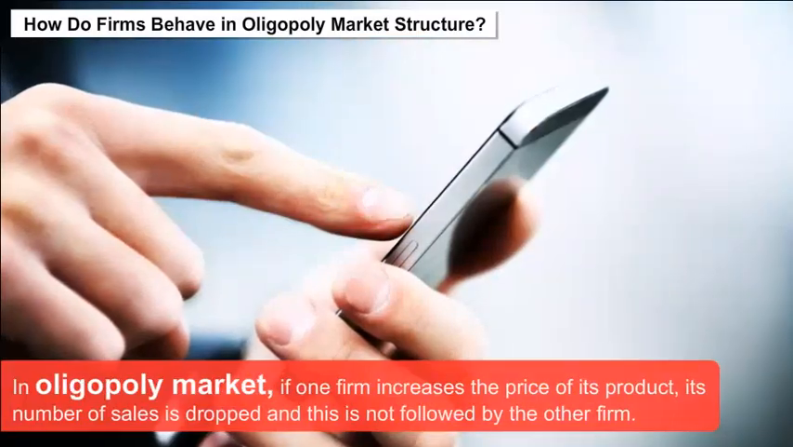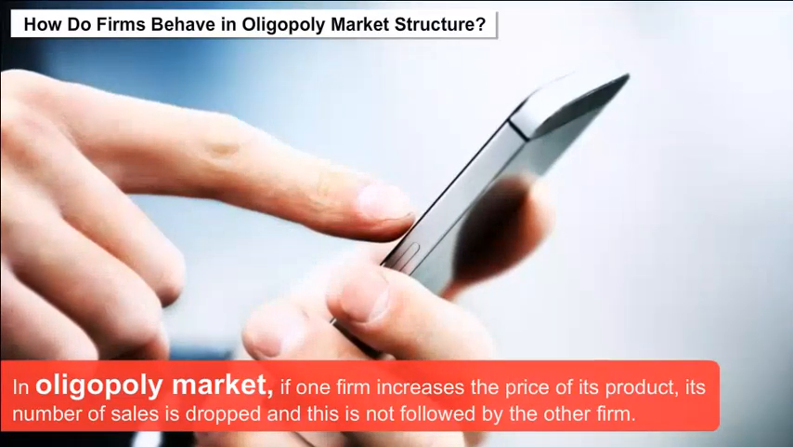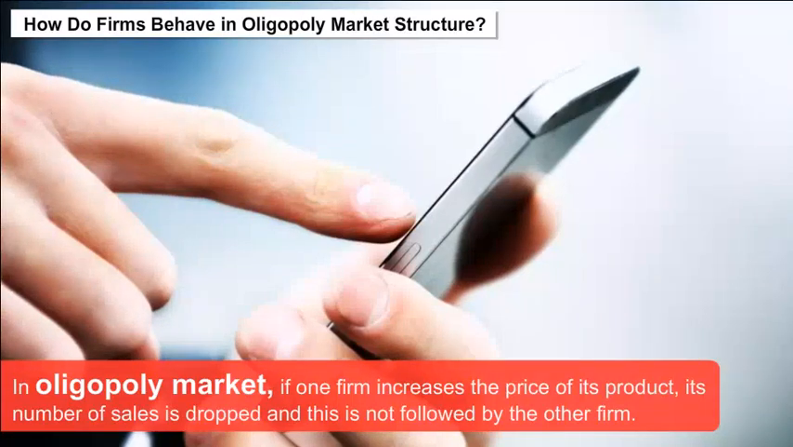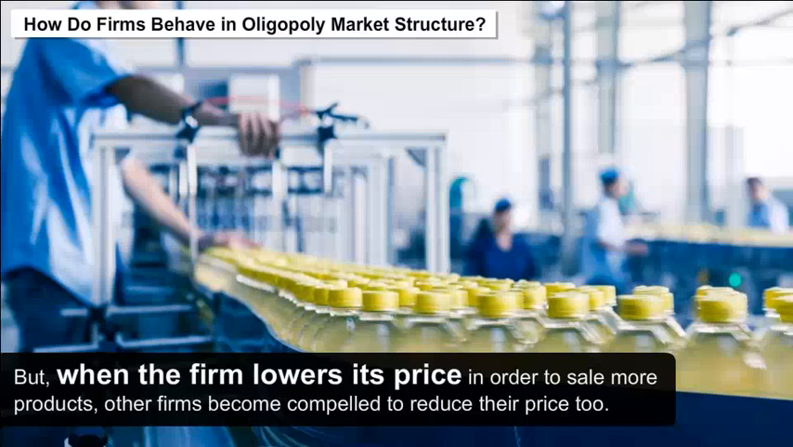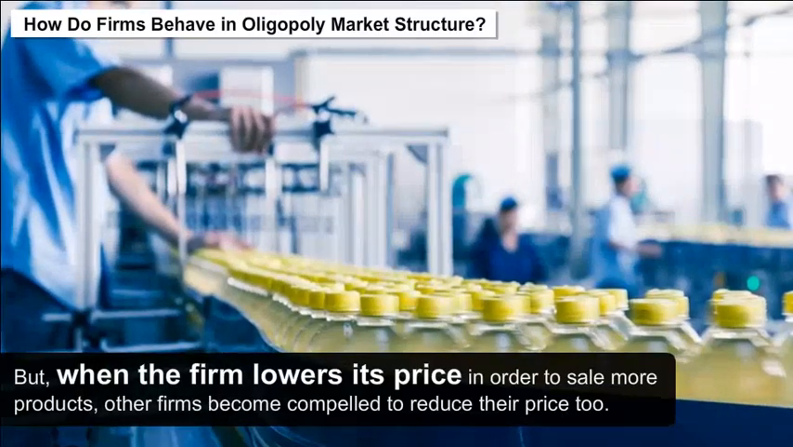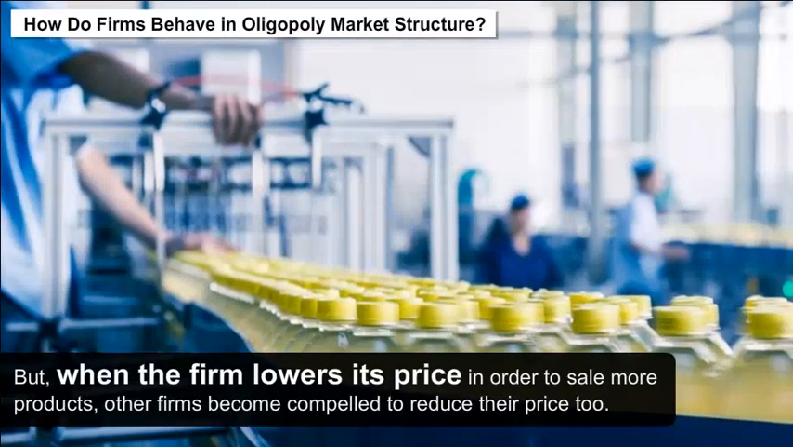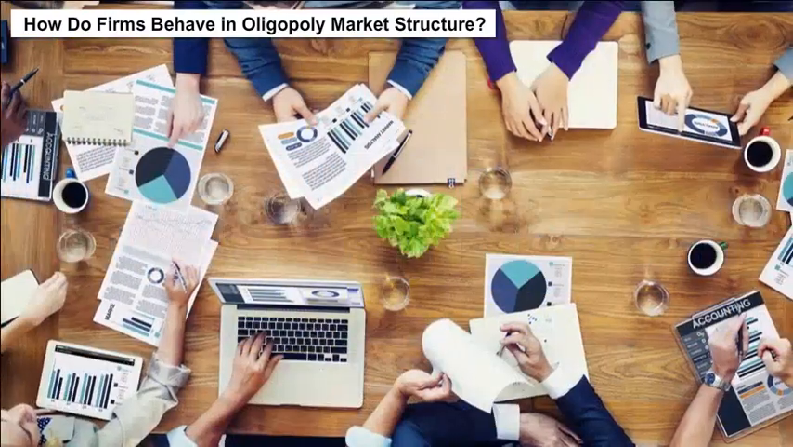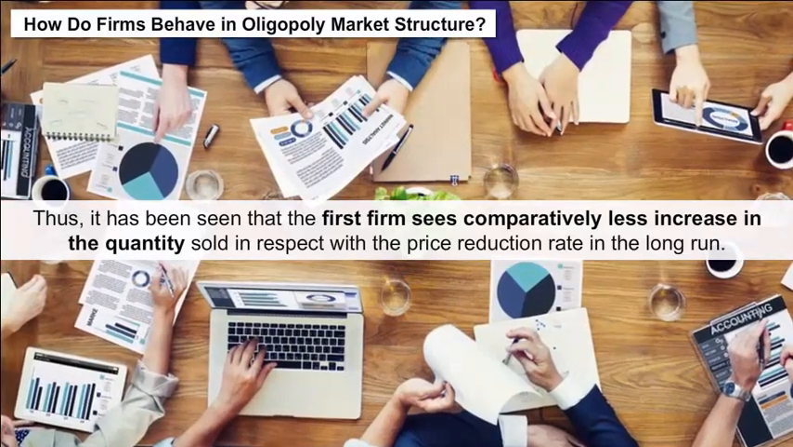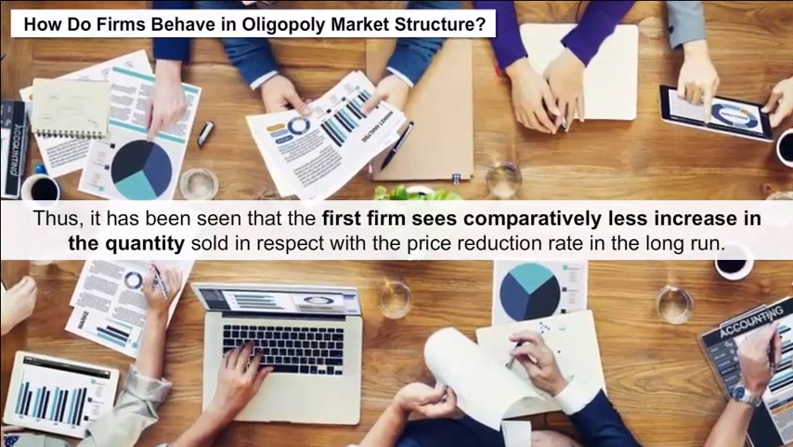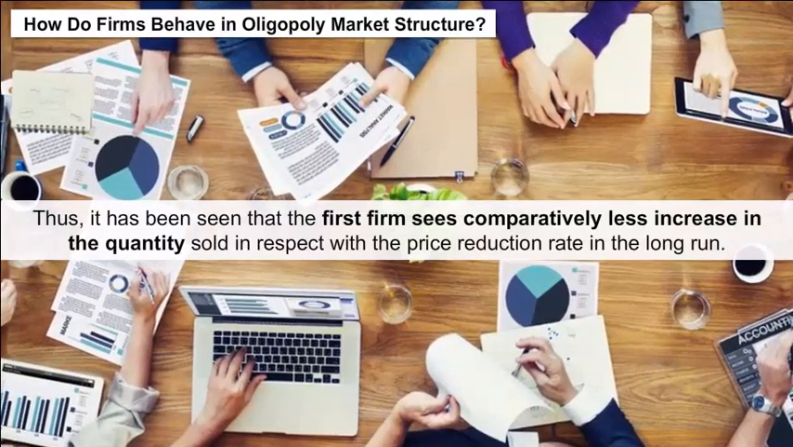In an oligopoly market, if one firm increases the price of its product, its number of sales drops and this is not followed by the other firm. But when a firm lowers its price in order to sell more products, other firms are compelled to reduce their prices too. Thus, it has been seen that the firm sees comparatively less increase in the quantity sold relative to the price reduction rate in the long run.